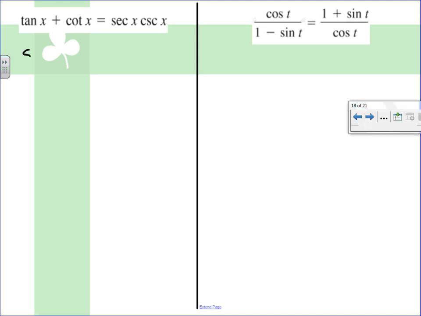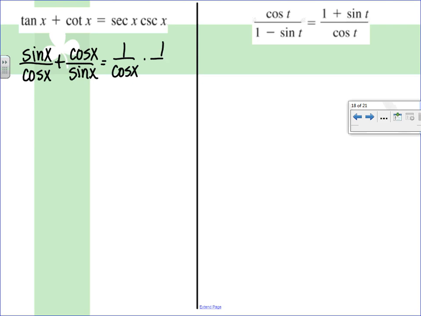So tangent, our quotient identity, is the same as sine over cosine. Cotangent is the same as cosine over sine. And on the other side, secant, same as 1 over cosine, and cosecant, the same as 1 over sine.